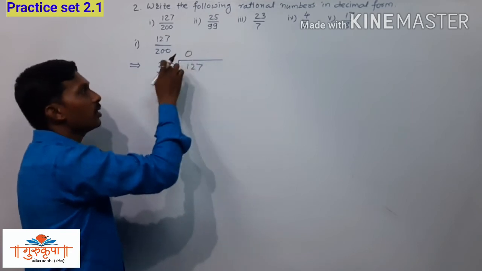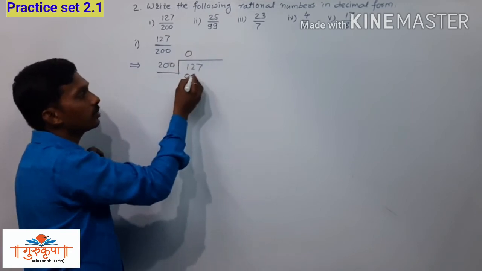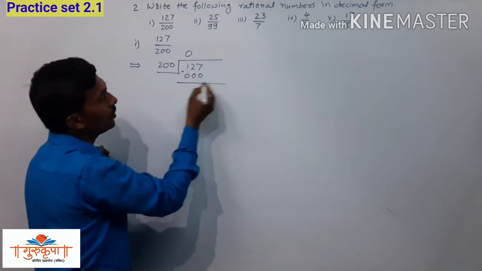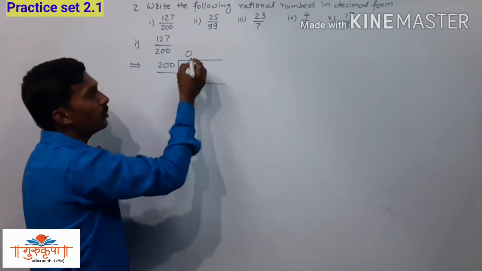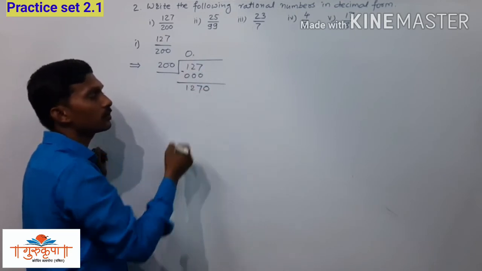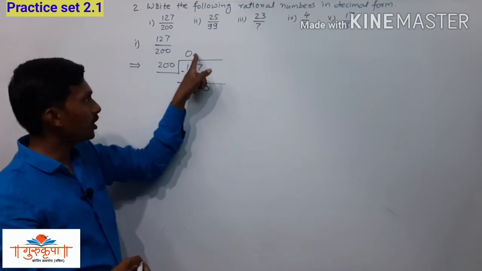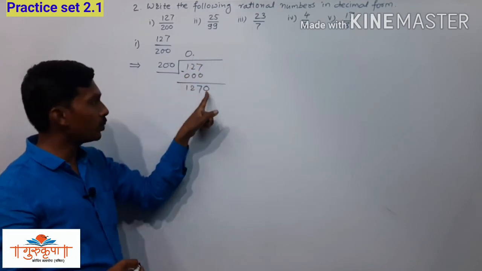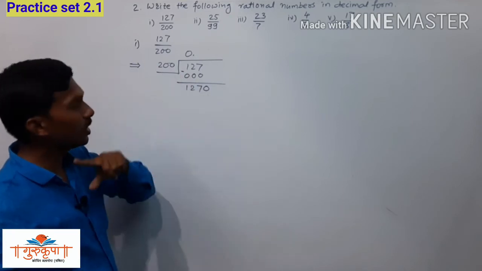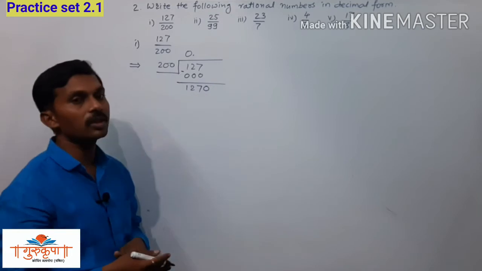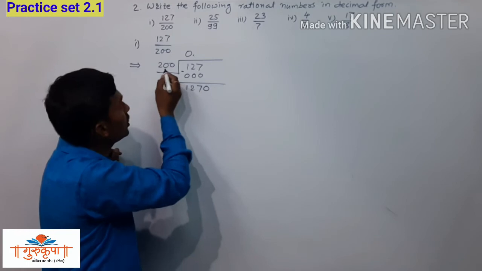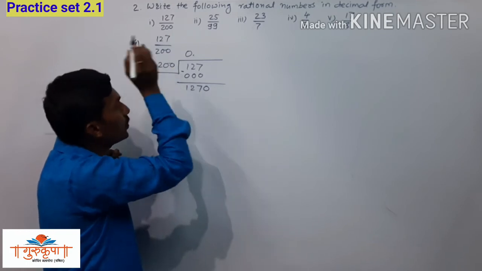So here 200 multiplied by 0 is 0, and their subtraction is 127. Now we have to put the decimal sign in the quotient, and we have to put 0 in front of this 127, so we have 1270. Now we have to divide this number 1270 by 200.